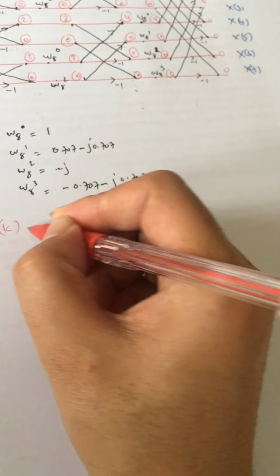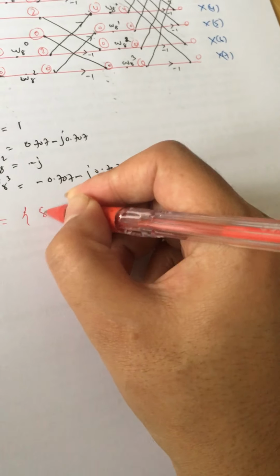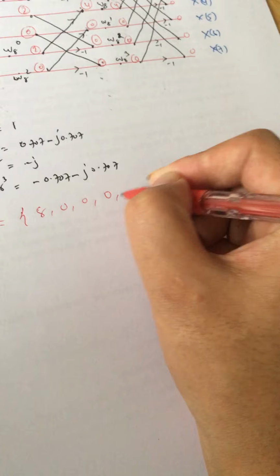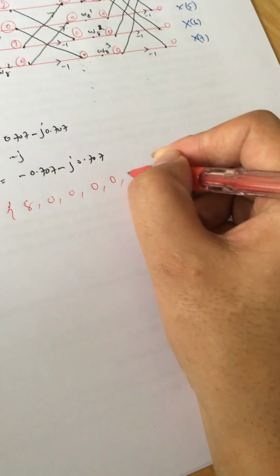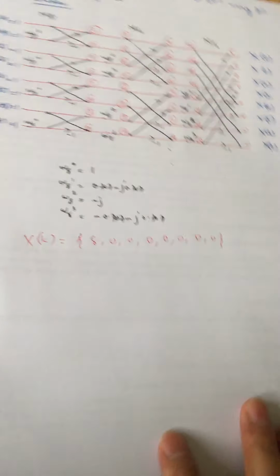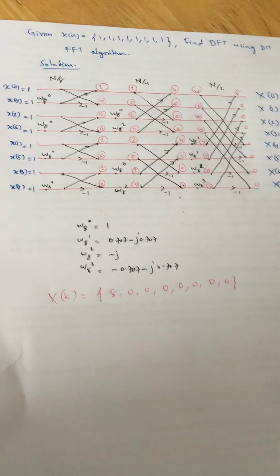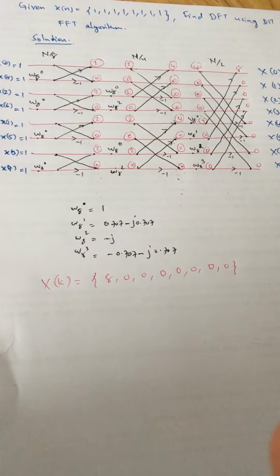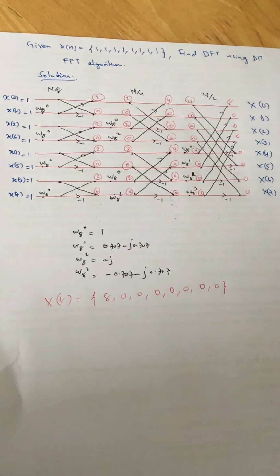So finally, x of k is equal to 8, 0, 0, 0, 0, 4, 5, 6, 7. So this is your x of k. You should draw the structure like that.